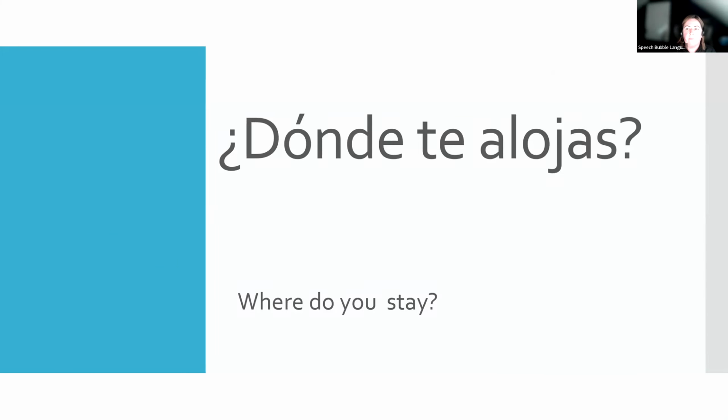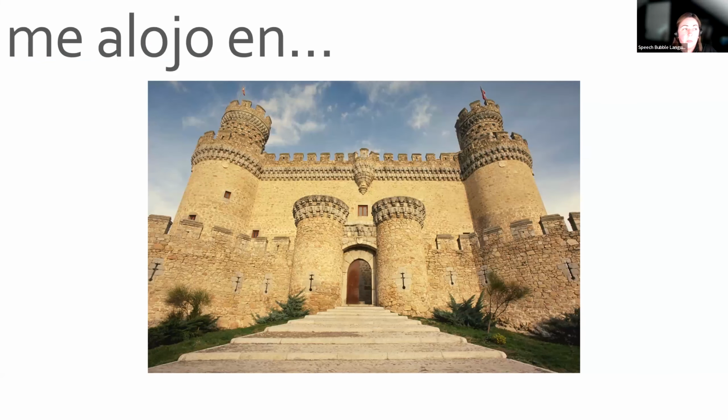So we're going to look at, where do you stay? Can you all pop yourself on mute and repeat, and we're going to just drill the question and the places, and then we're going to use the sentence structure and put them into the sentence, okay? ¿Dónde te alojas? So where do you stay? Me alojo en. So I stay in.